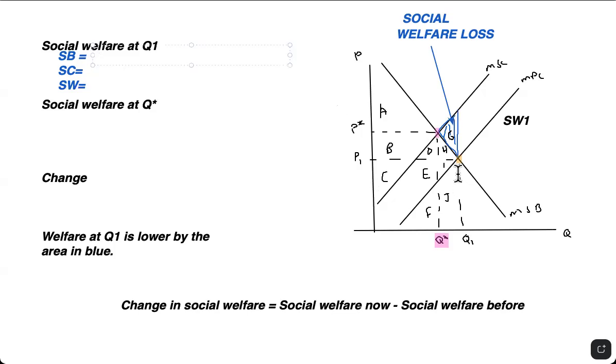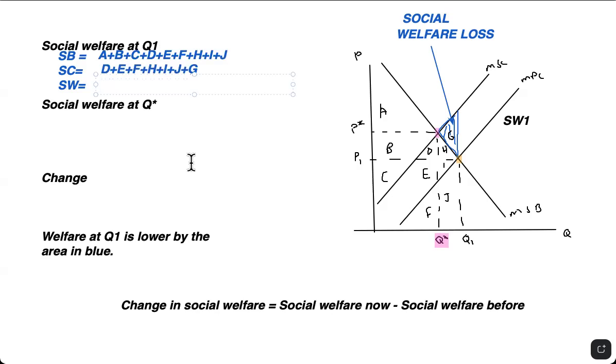So benefit to society, add up the MSB. So that's going to be for all the units until Q1. So A, B, C, D, E, F, G, no, there's no G because MSB doesn't go as high as G. So F, H, I, and J. Add up the costs. So that means add up the MSC for all the units produced. That's D, E, F, H, I, J, and G.